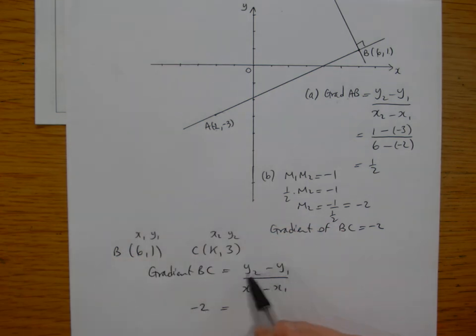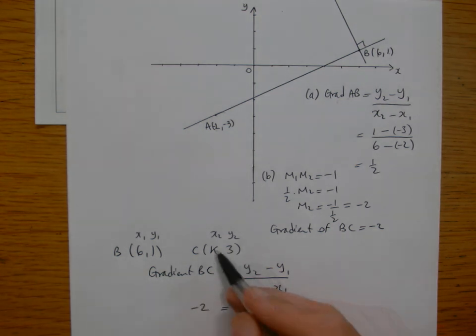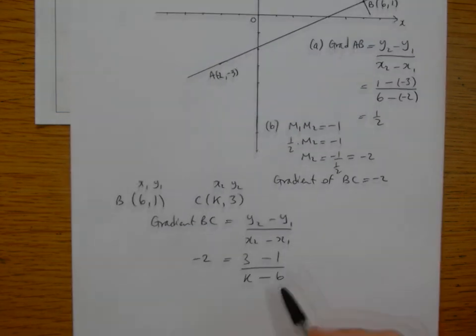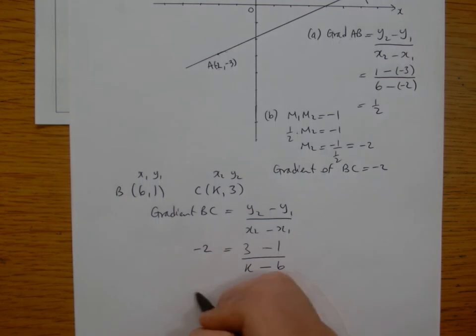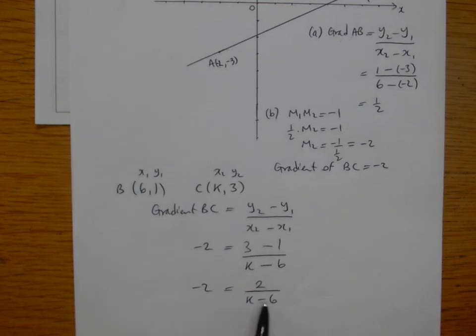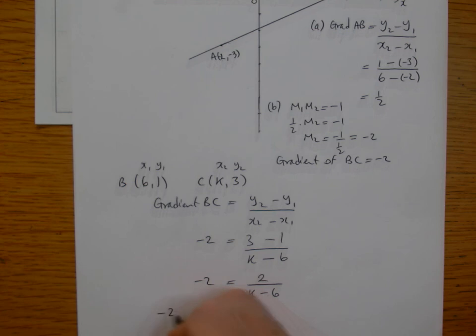So when I do y2 minus y1, I'd have 3, take away y1, which is 1, over x2, which is k. I don't know its value, I just know it as k. Take away my x1, which is 6. So I've got that there. Now this just becomes 2 on top, and then k minus 6 on the bottom. So a bit of algebra here. Take the k minus 6 up and multiply.